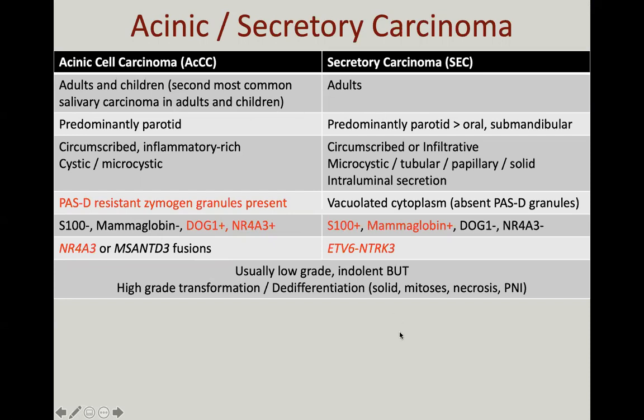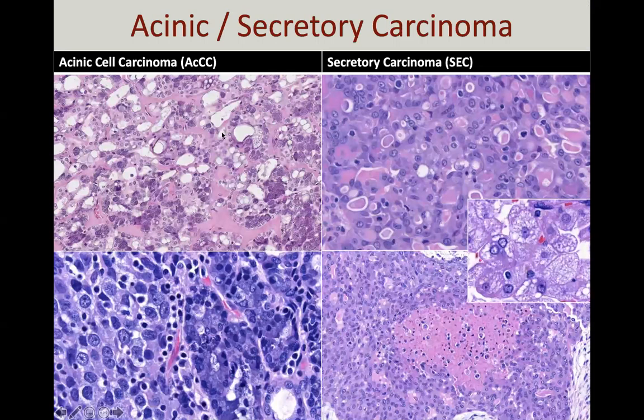We now know it is a completely different carcinoma, but we do know that acinic cell can still have a microcystic variant, that it truly remains an acinic. And again, it'll be the presence of the granules and the genetics that will differentiate them. Both can have high-grade transformation.